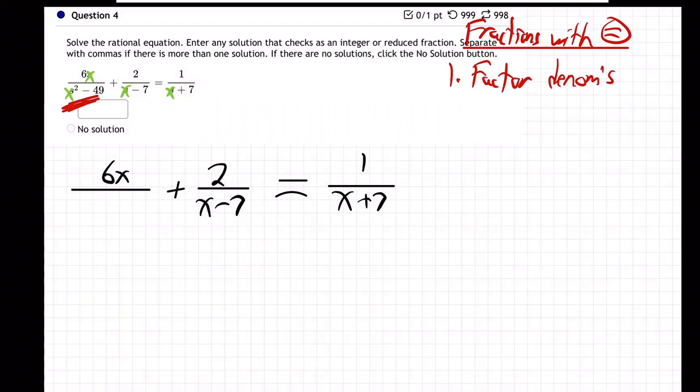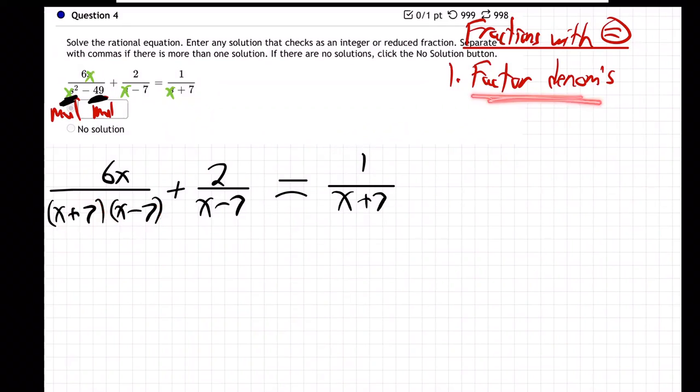And how do you factor it? Remember those? x squared minus 49. So it's going to be 2 parentheses, and I'll extend the bar here. It's going to be x's in the front to multiply to be x squared, and 7's in the back, since 7 times 7 is 49. Now, how do you make negative 49? One positive, one negative, right? Positive 7 times negative 7 is negative 49. So that's step 1. Factor denominators.